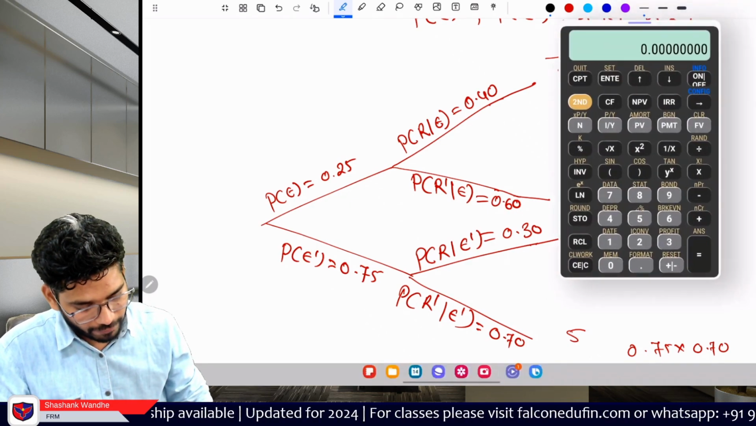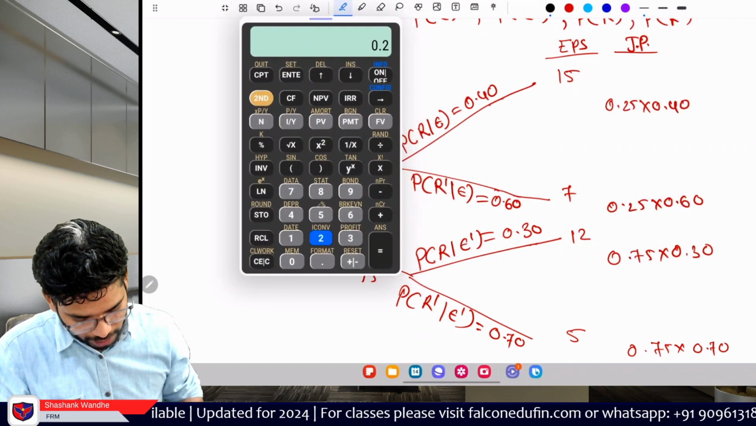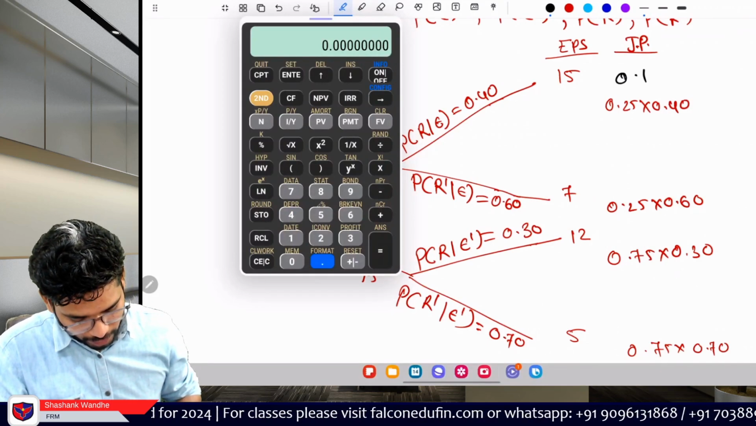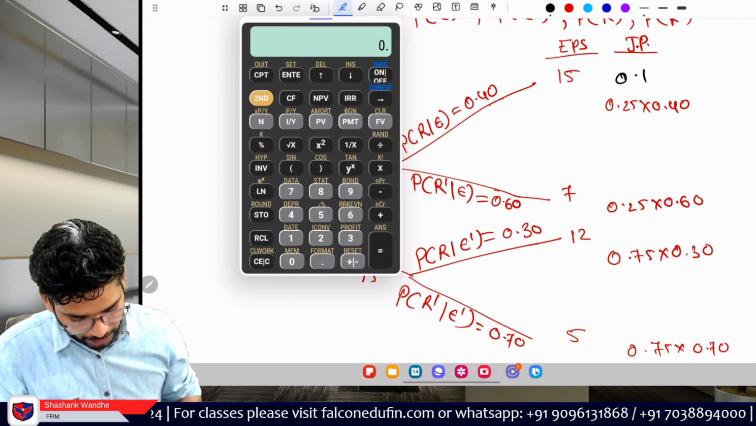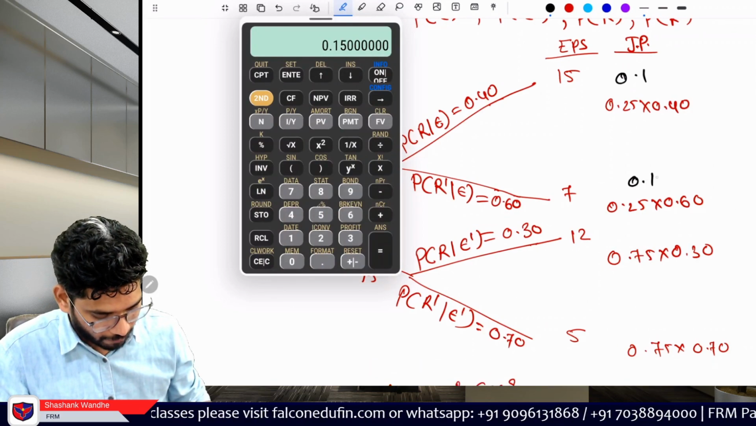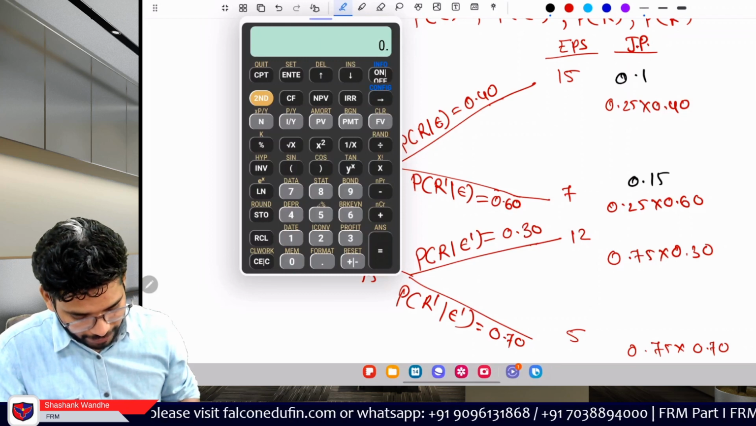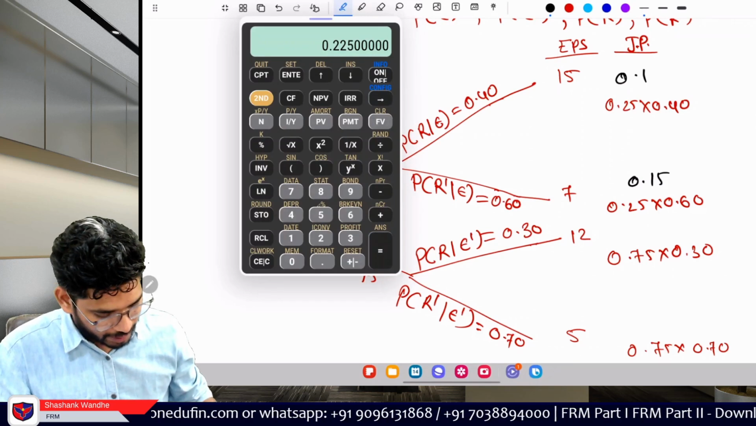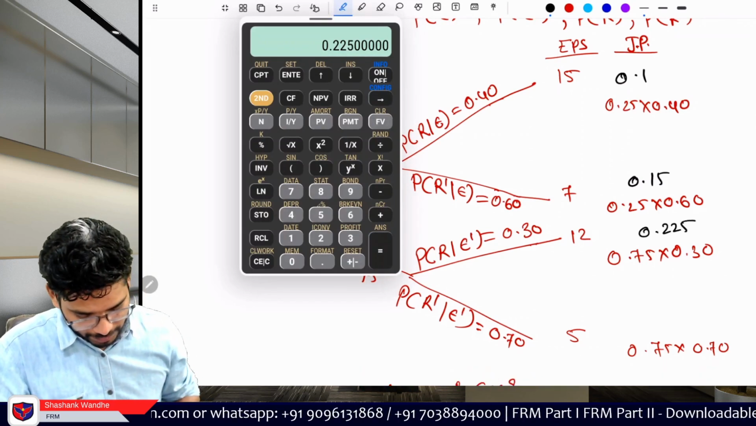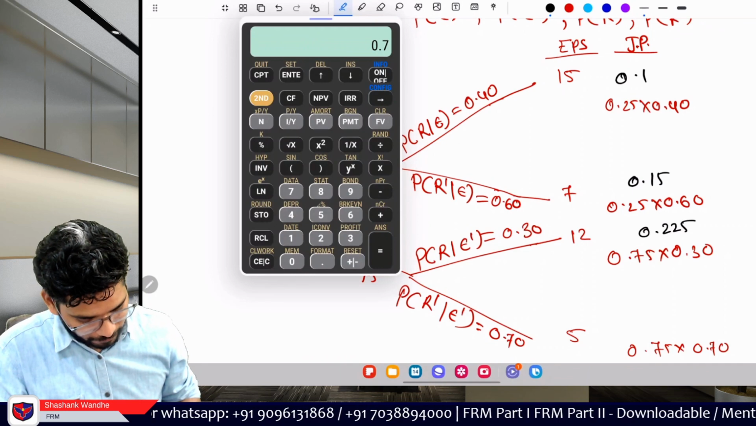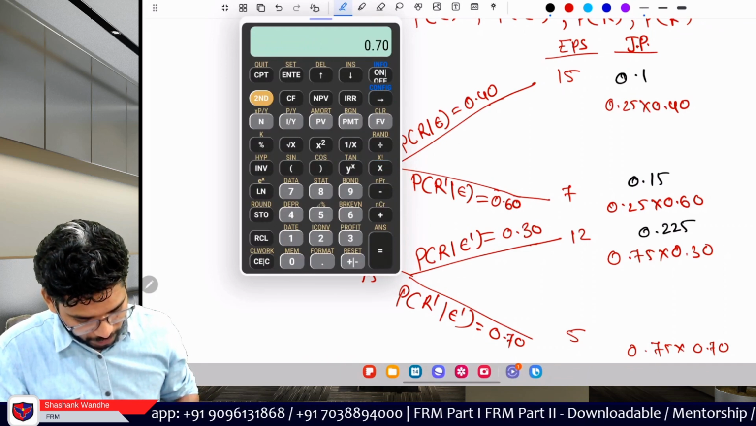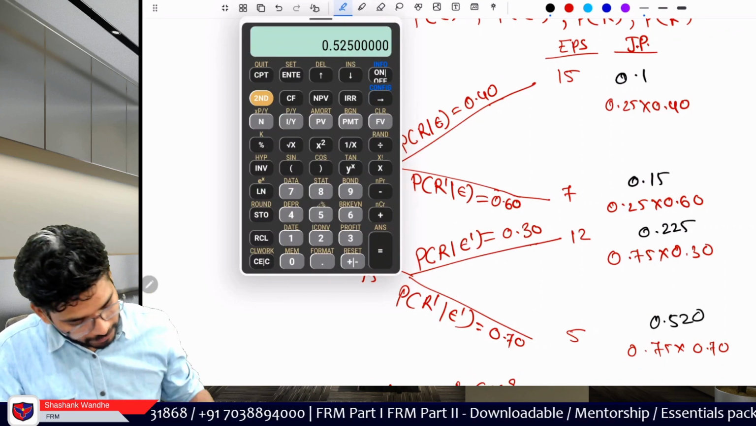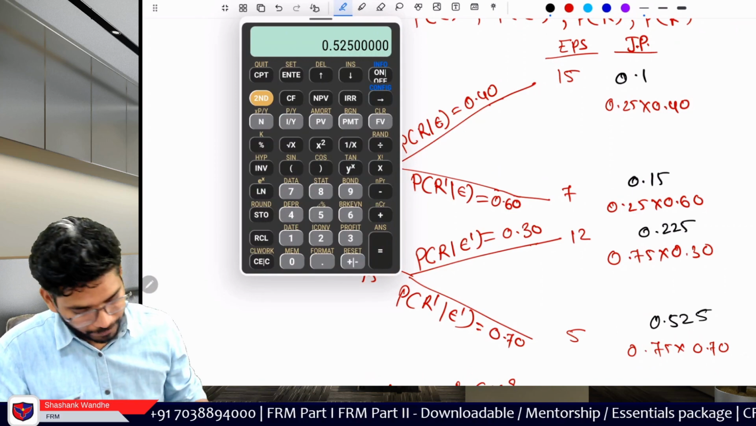Okay, so now let's note down the values. 0.25 multiplied by 0.40 is 0.1. I'll just do the calculation for confirmation. Is 0.1. Then 0.25 multiplied by 0.6 is 0.15. Then we have 0.75 multiplied by 0.3. This is 0.225, and 0.75 multiplied by 0.70 is equal to 0.525.